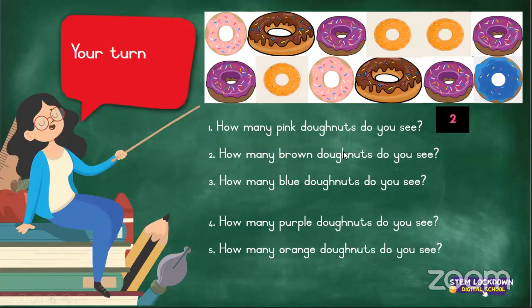2. Yes. Question 2. How many brown donuts do you see? 2. Good job. Number 3. How many blue donuts do you see? 1. Good. Number 4. How many purple donuts do you see? 4. Good. And the last question, how many orange donuts do you see? 3. Yes, so there we go.